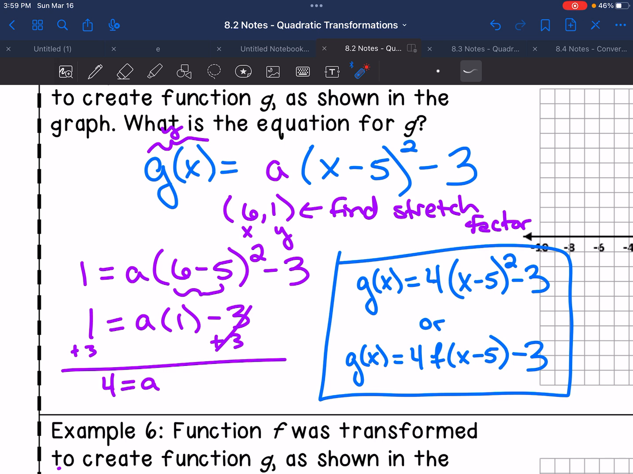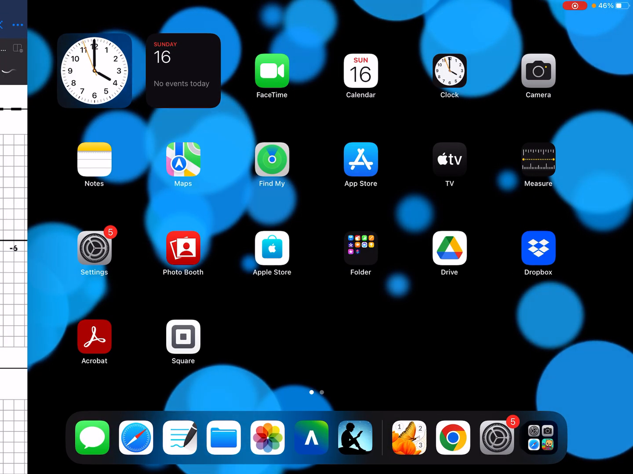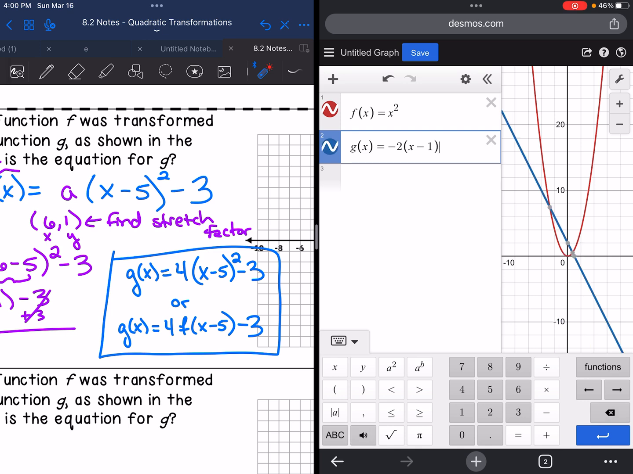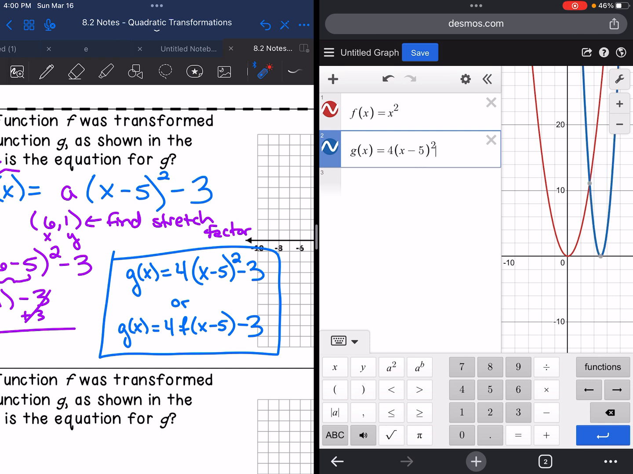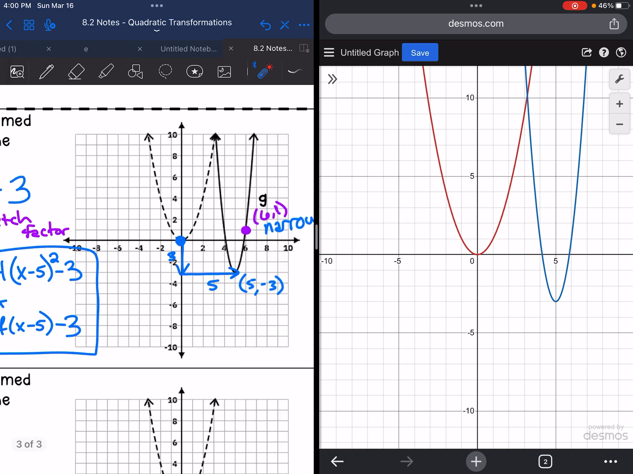Right? And then to check yourself, we can graph this using Desmos and see how it looks. So pulling back up my Desmos, I'm going to get rid of what I had here. I've already got my parent function in for my first line. I'm going to type in my other one, it doesn't matter which one I use, 4 times (x minus 5) squared minus 3. And so if we look, we're looking to check to make sure that this matches what we had in the picture. And so we can see that the vertex is at (5, negative 3) where I wanted it.